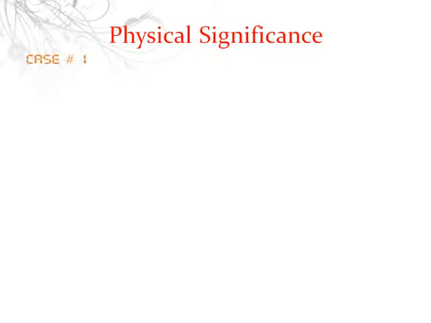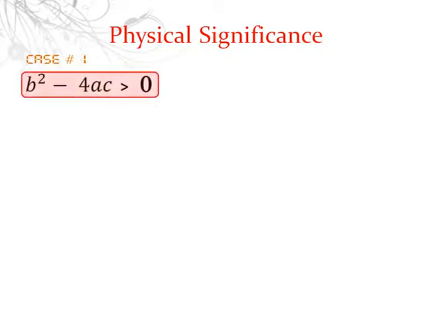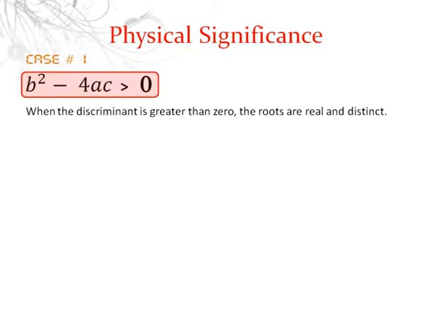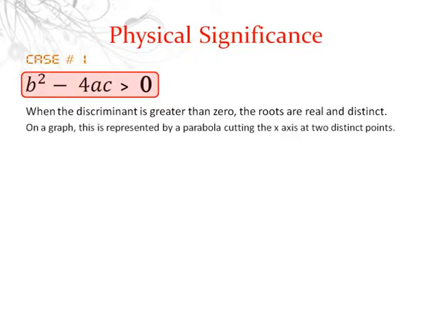Case number 1, when the discriminant b square minus 4ac is greater than 0. When the discriminant is greater than 0, the roots are real and distinct. On a graph, when we draw a parabola representing a quadratic equation with a positive discriminant, it cuts the x-axis at two real and distinct points.